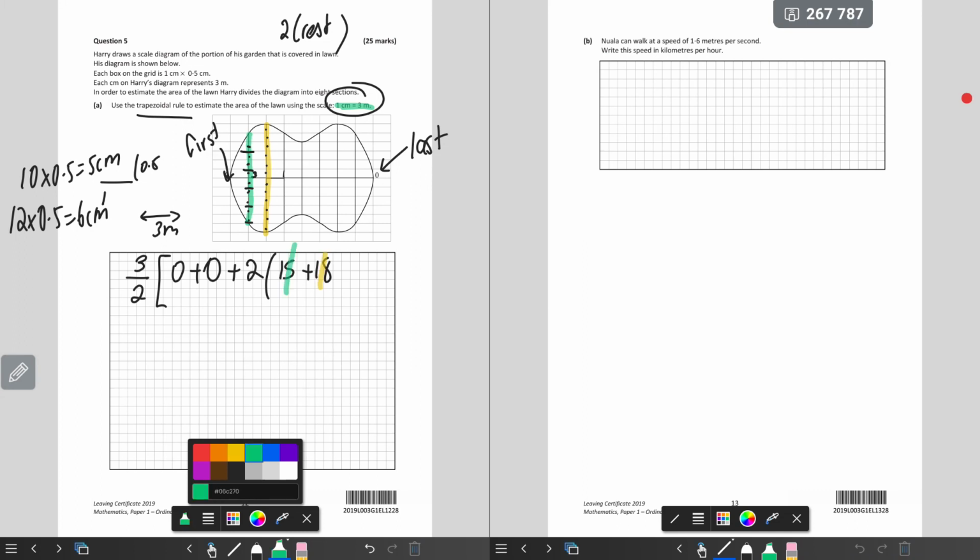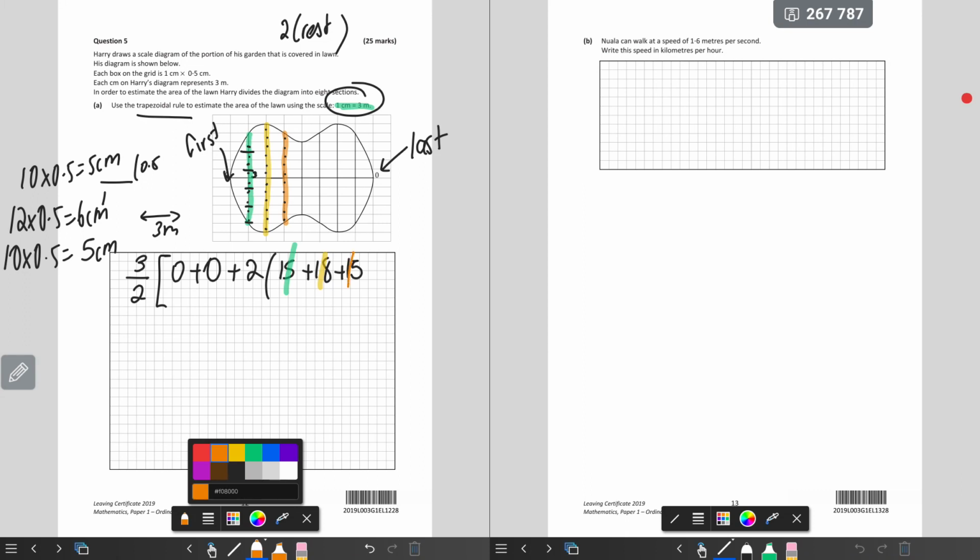Your next bar there, this orange one here. So you count them up. We've got 1, 2, 3, 4, 5, 6, 7, 8, 9, 10. 10 boxes. Each of them have a height of 0.5. Give you 5 centimetres. And then what are we going to times that by? 3. Good. So 5 by 3 giving you 15.